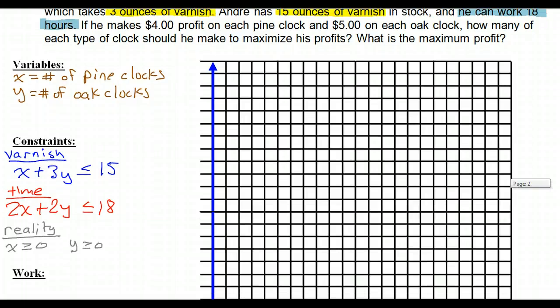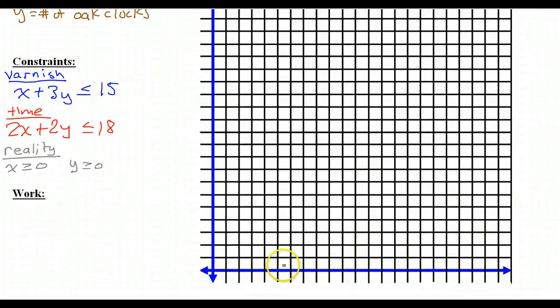And as far as the graph goes, that just guarantees that we are in the first quadrant. X equals 0 is the vertical line, and being greater than it means that we have to stay on this side of the line, which is lucky because I didn't include the other part of the graph paper. Okay, and then y equals 0 is a horizontal line. Because it's greater than, we're going to stay on this side of the line. So that's your reality constraints.